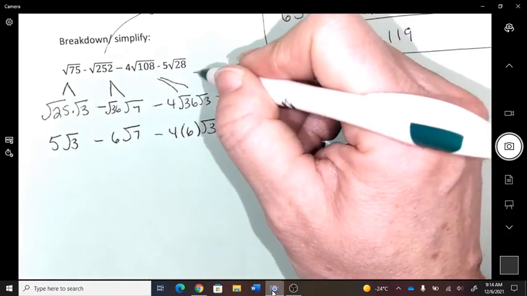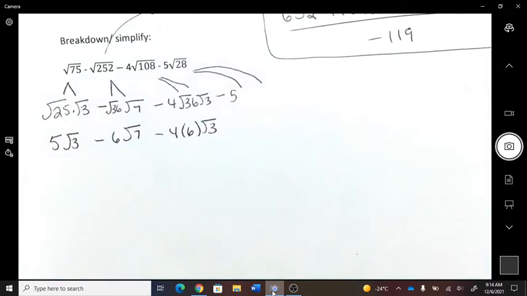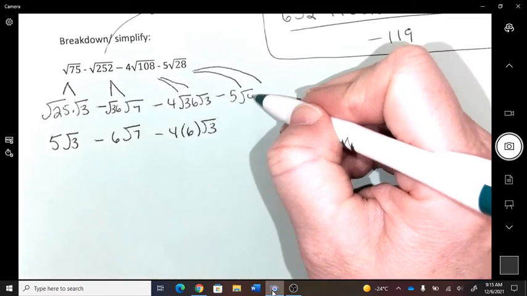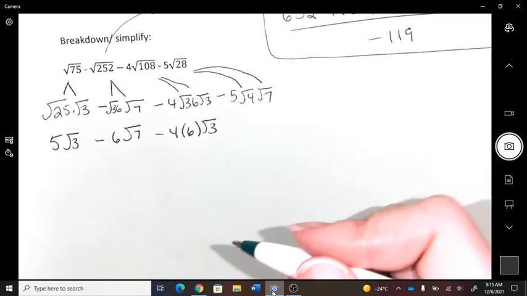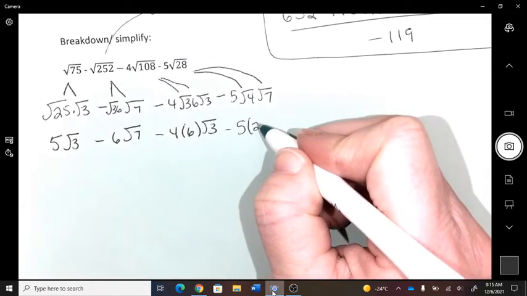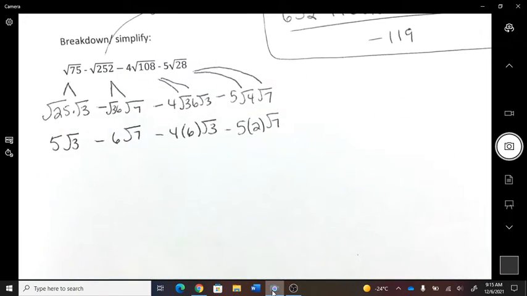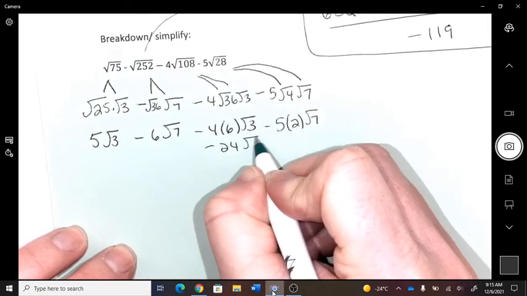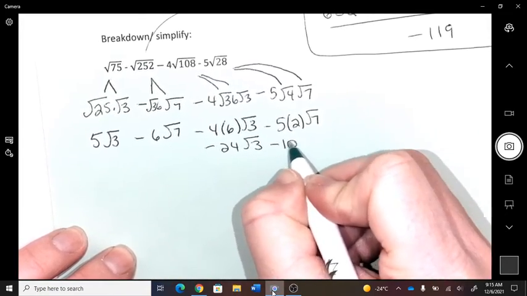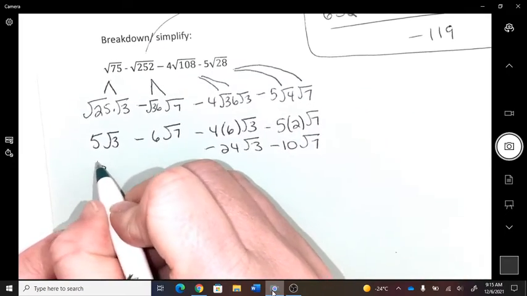Okay, and then the last one, 28, is divisible by 4, right? 4 times 7. Okay, and then the root 4 is 2. Okay, I'm just going to clean these two up here. So negative 24 root 3 minus 10 root 7.